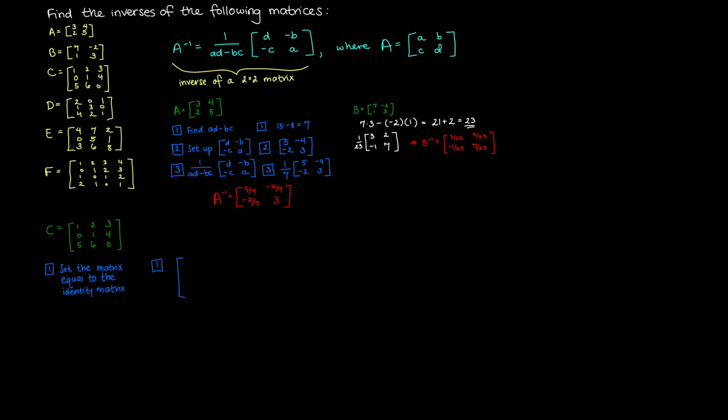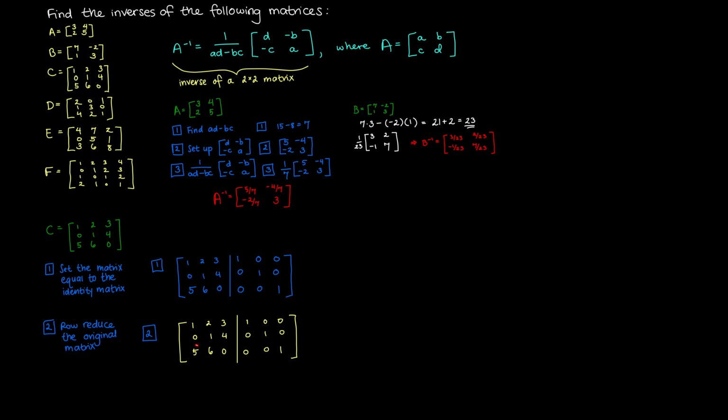For the matrix 1, 2, 3, 0, 1, 4, 5, 6, 0, the identity matrix has 1s along the diagonal and 0s elsewhere. The identity matrix is also going to be the same size as the matrix that you are working with. Then we need to row reduce the original matrix. This is the longest step. So I'm going to show you what that looks like.